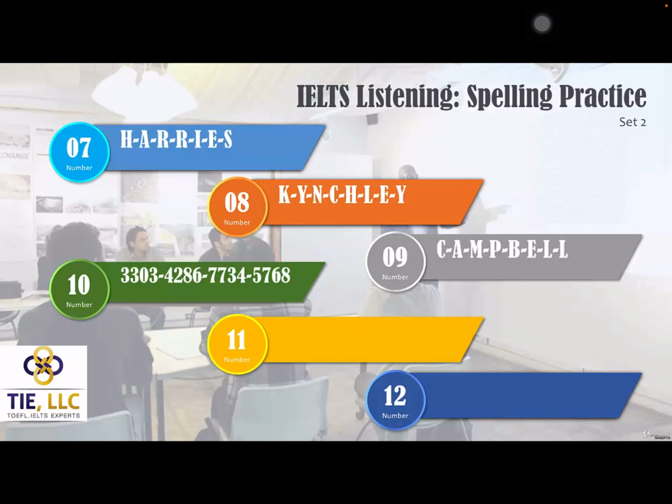Would you please spell your mother's last name? Yes, her name is different than mine. Her last name is Lathrop. That's Lathrop. Number 12.